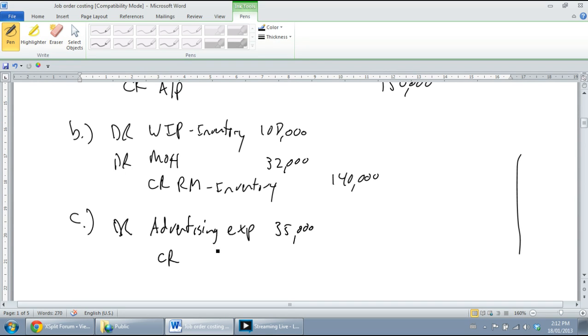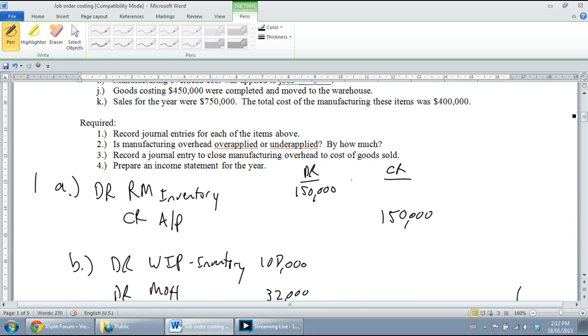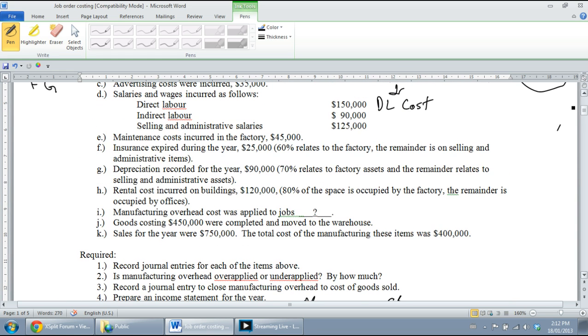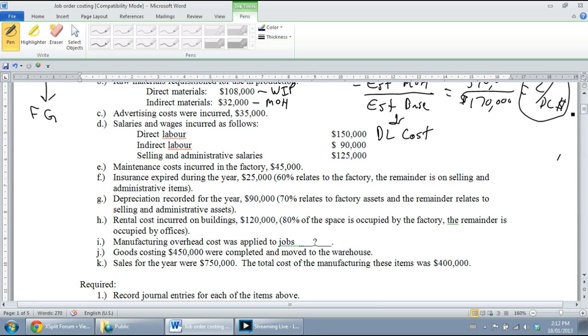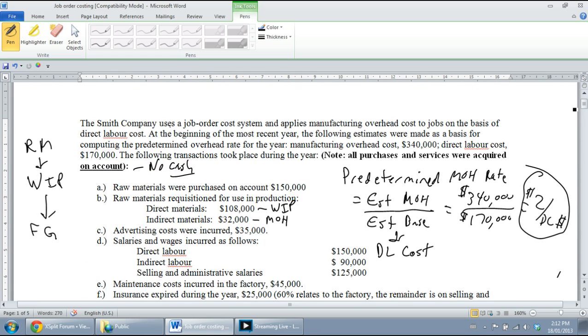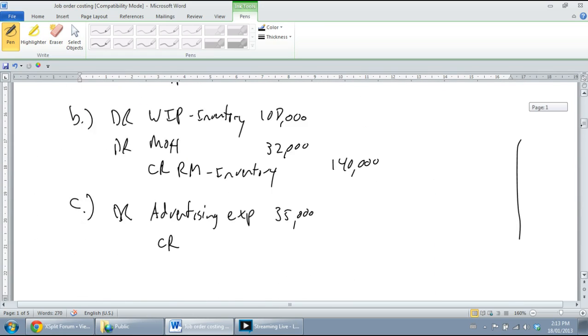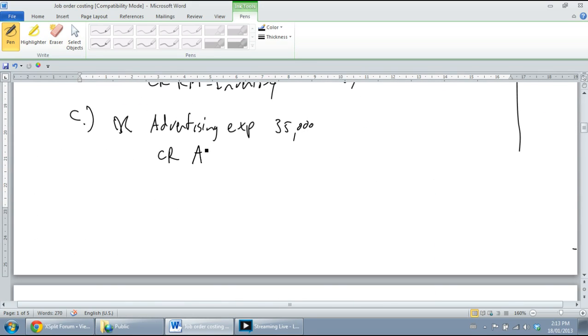My credit here, I would normally say, oh, I pay my advertising company cash. Well, we established in the question that nothing's for cash. Oops, got to go up further. Sorry, I should have just gone to the top. It says everything we purchase, services were acquired on account. Advertising is a service, so it's on account. So I'm going to credit AP, my good old favorite credit, and we're good to keep going.